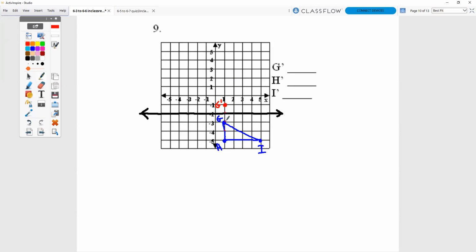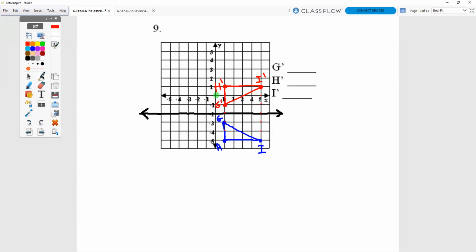H is 1, 2, 3 places to it. 1, 2, 3 places away from it is H prime. I is 1, 2, 3 places to it. 1, 2, 3 places away from it is I prime. Connect your dots. Again, you have that flipped opposite mirror image. You should be able to fold the paper right in half along that line and it match up perfectly.